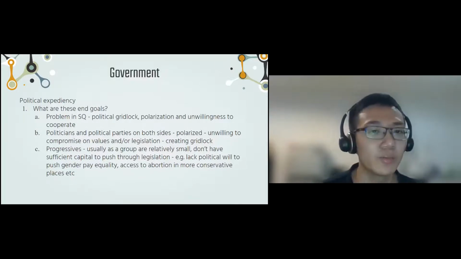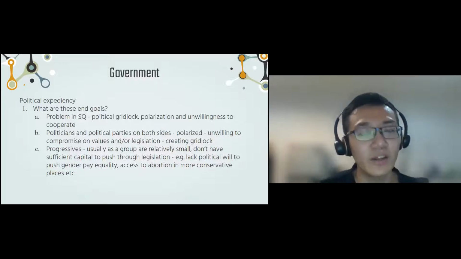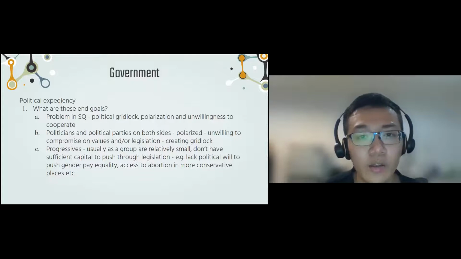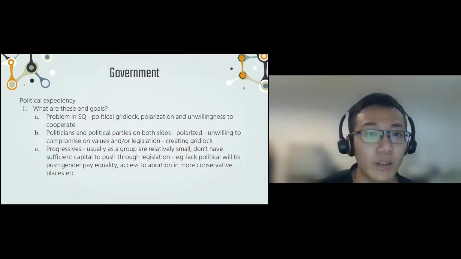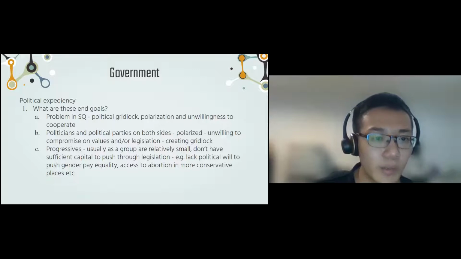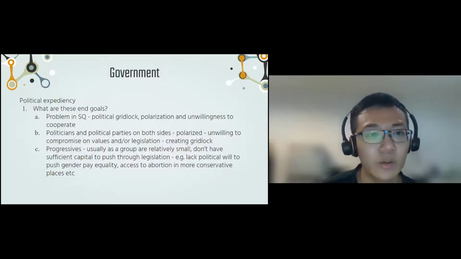You probably don't want to put it in both, or repeat the same things twice, even if they're different examples. So for the sake of efficiency, just choose where you want to place the analysis or the characterization, whether you want to put it in the setup or inside the argument. So what's the problem in the status quo? Things like political gridlock, polarization, and an unwillingness to cooperate.